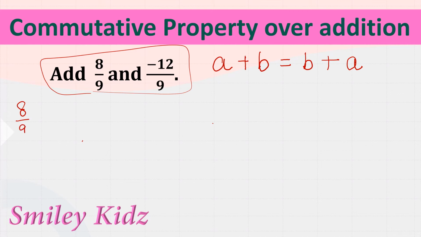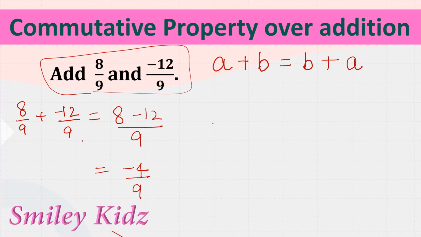8 by 9 plus minus 12 by 9 is equal to 8 minus 12 by 9. 8 minus 12 is minus 4. Minus 4 by 9. So when we add A plus B, we got minus 4 by 9. What about B plus A? Let's solve and check.